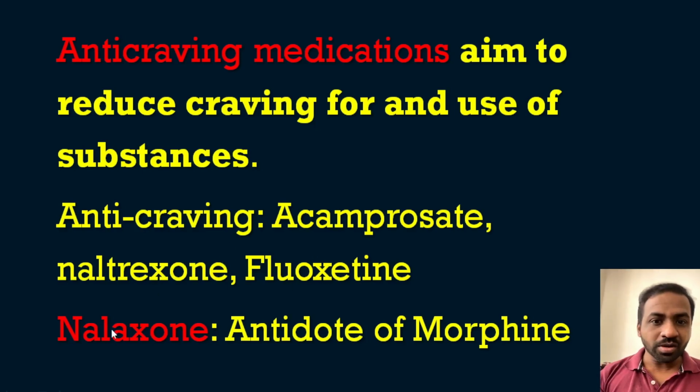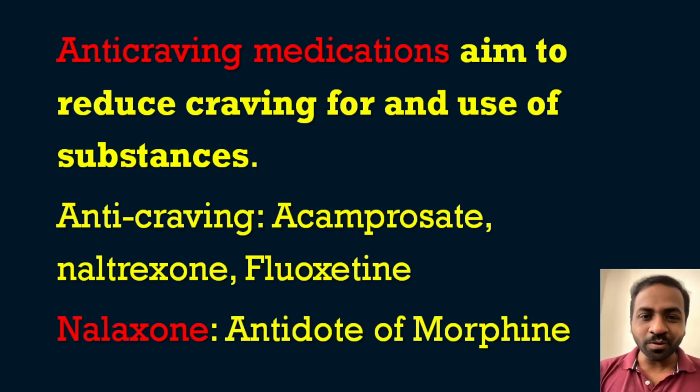And another option you have seen in the question was naloxone. So don't be confused between naltrexone and naloxone. Naltrexone is an anti-craving agent, but on the other hand naloxone is an extremely different drug and it is an antidote of morphine. If anyone comes with morphine poisoning, naloxone is the drug of choice to reverse the respiratory depression. So the antidote of morphine is naloxone. Naltrexone is an anti-craving drug. Okay, so I think that is clear for you now. That question is very important.